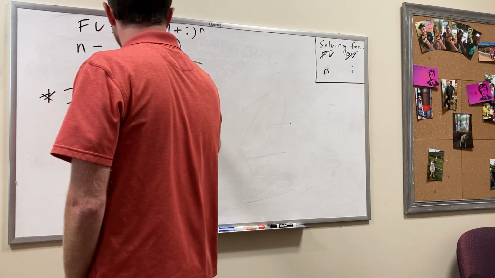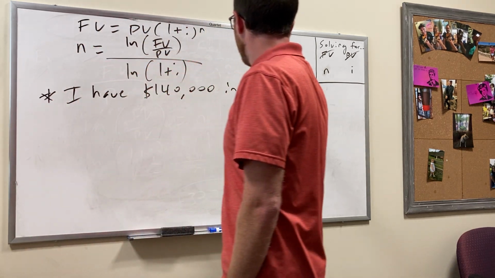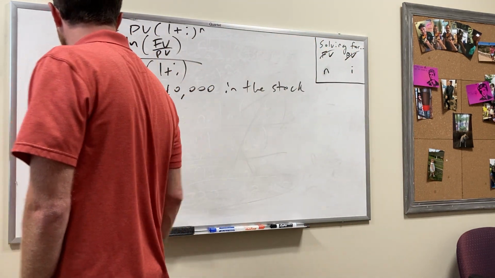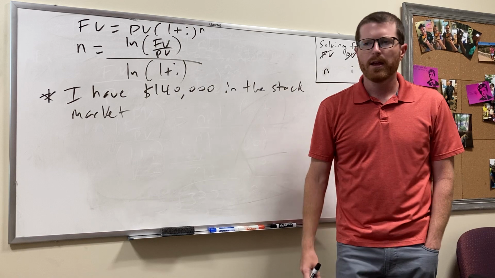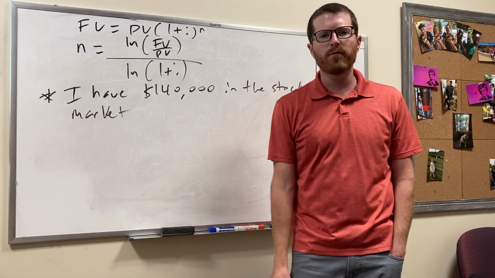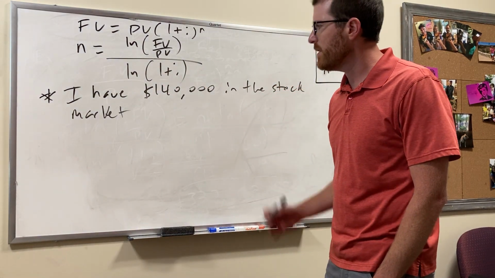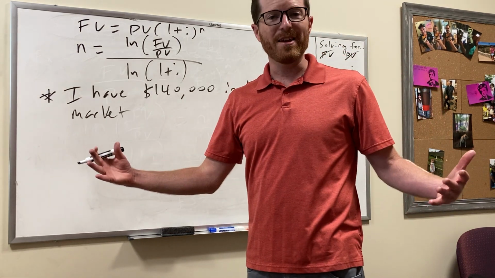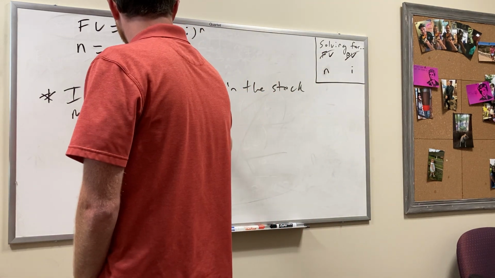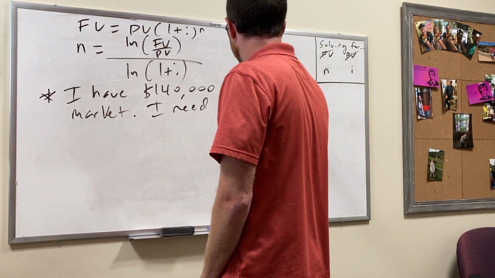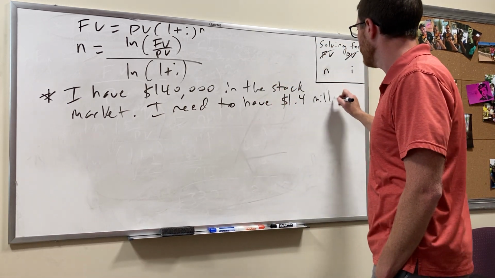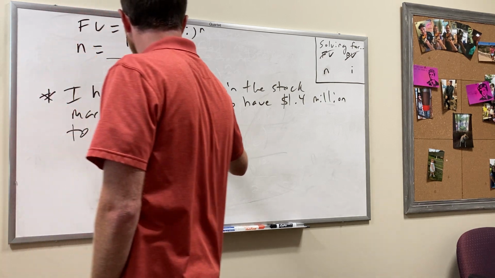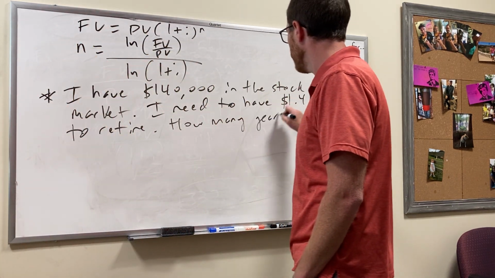Let's say that I have $140,000 in the stock market. I'm trying to use numbers that aren't too far off from reality, right? I'm 34, I've been earning money for a while. I've got some money saved up, and I know I want to reach that goal of about $1.4 million. So now the question is not how much money do I need to save? It's how many years do I need to reach my goal? So I need to have $1.4 million to retire. So how many years until I reach my goal?